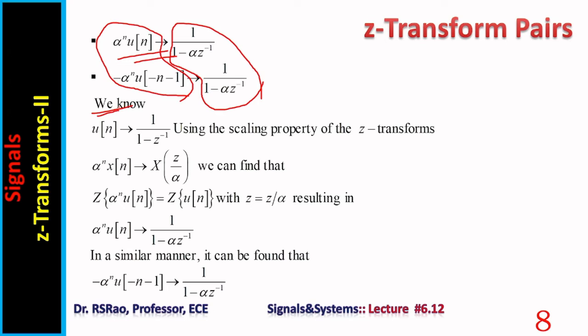To proceed further, consider the Z transform of u of n. We know it is equal to 1 over 1 minus z power minus 1, or z over z minus 1. Now, using the scaling property of the Z transform, the transform of alpha power n x of n is equal to X of z by alpha. This is the scaling property. One can write the Z transform of alpha power n u of n equal to the transform of u of n with z replaced by z by alpha, resulting in the transform of alpha power n u of n equal to 1 over 1 minus alpha z power minus 1.